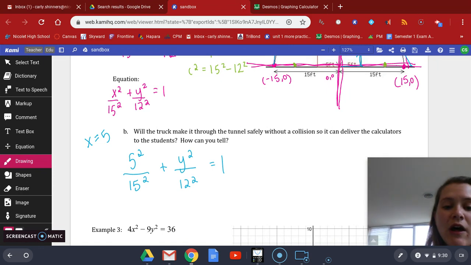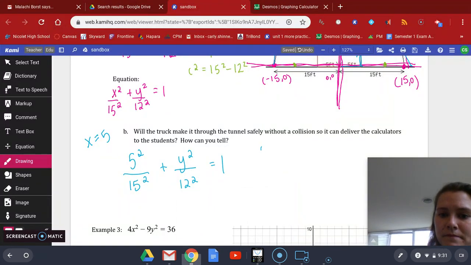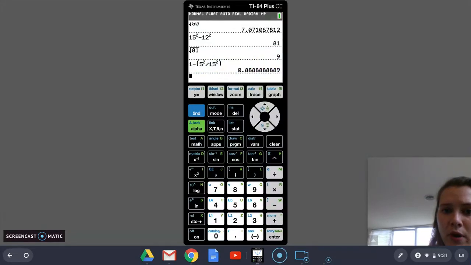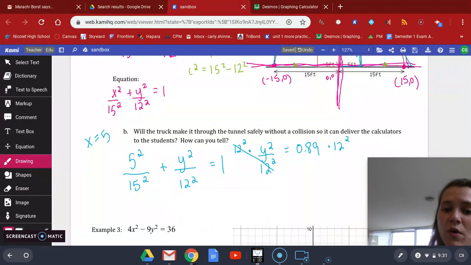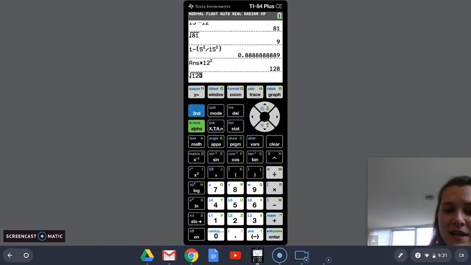So here's my equation. Now let's just use some algebra to solve for y. I'm going to do 1 minus 5 squared divided by 15 squared, and I get about 0.89. So it's y squared over 12 squared equals 0.89. In order to get y by itself, I'm going to multiply both sides by 12 squared, to get that to cancel out. So 0.89 times 12 squared gets me 128, okay? So I get y squared equals 128. I'm going to square root both sides to get my y value. And if it's bigger than 11, then that means my truck will make it.